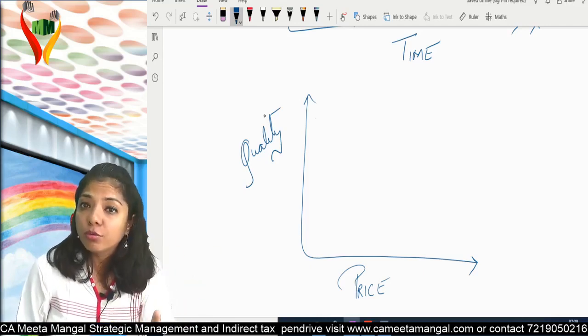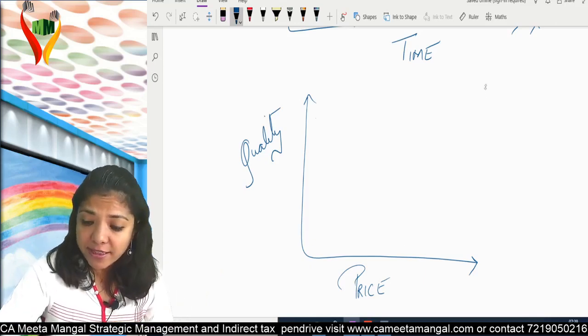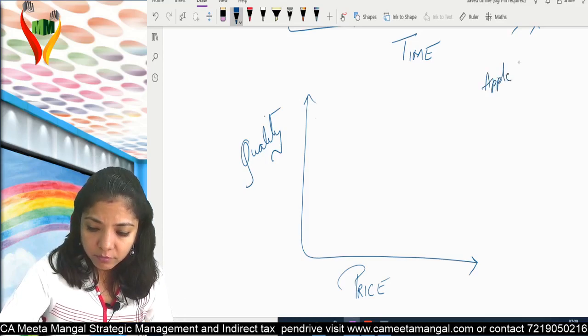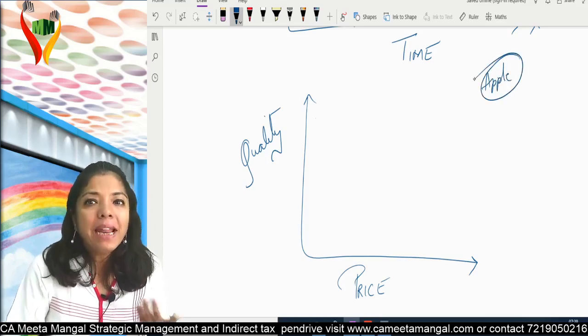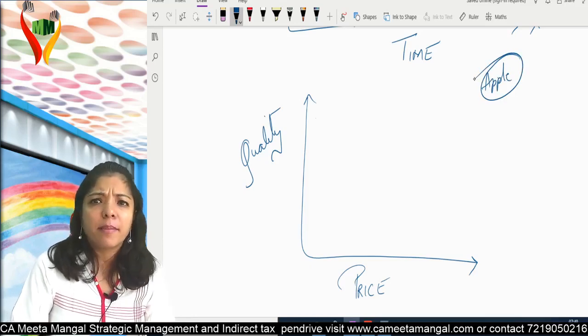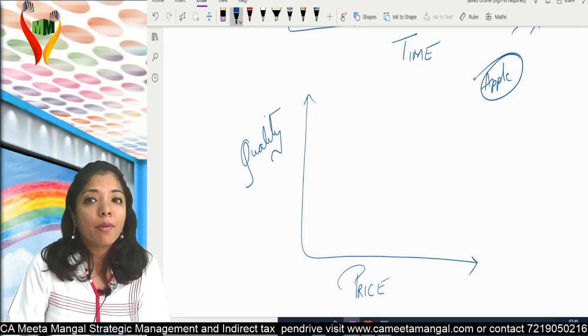Now, what are you going to do? You're going to plot the firms on this graph. For example, if I say Apple, high price, high quality. Am I clear? Premium price because they're giving something different, something unique. I hope you're with me. So what is Apple over here? Apple is at high price, high quality.